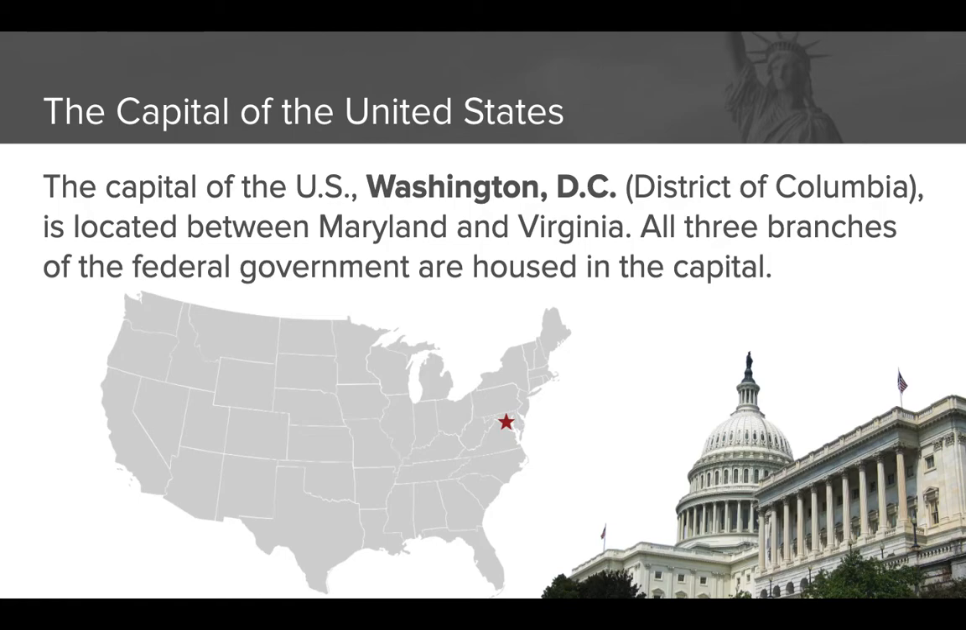And all 3 branches of the federal government are housed in D.C., the capital of our nation. Find the White House there, the Supreme Court, all that stuff. You can find where Congress is located in D.C.